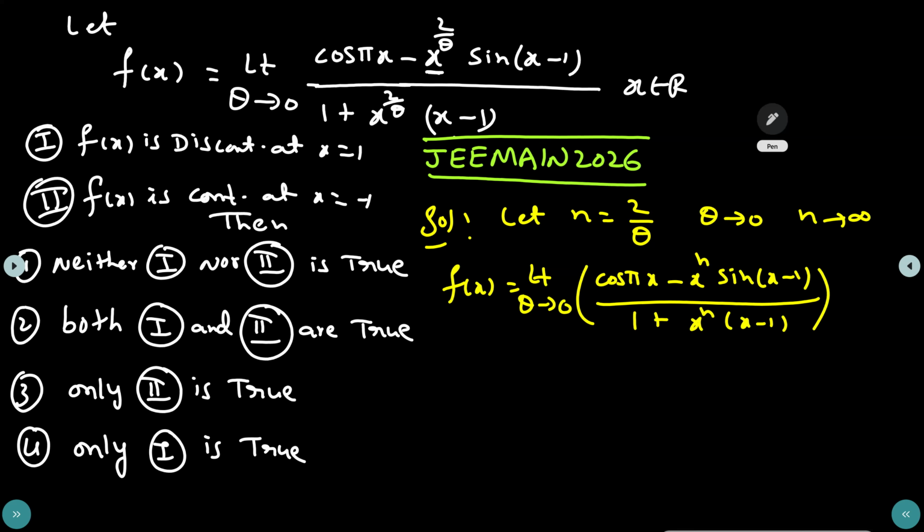The first step is, if theta tends to 0, now this question is related to n. If theta tends to 0, what is n here? n tends to infinity. Therefore, here you should move your limit as limit n tends to infinity. Clear? Right.